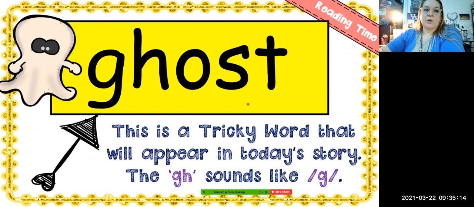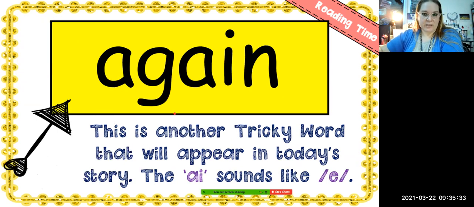All right, so the word ghost is in our story today, and it is a tricky word because the GH sounds just like a G. We don't hear the H at all. It's a silent letter in that blend. So the GH together just says G. And we have another tricky word in today's story, and it's again. And it's still tricky because this AI usually says A, doesn't it? But in this word, it sounds like an eh, again. Okay, two tricky words. Ghost, again.